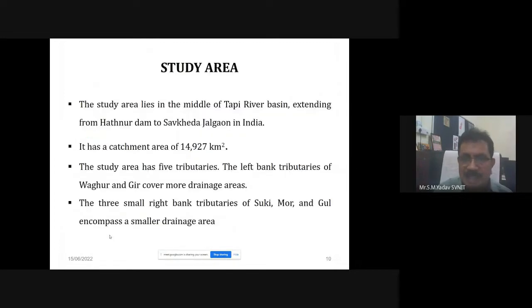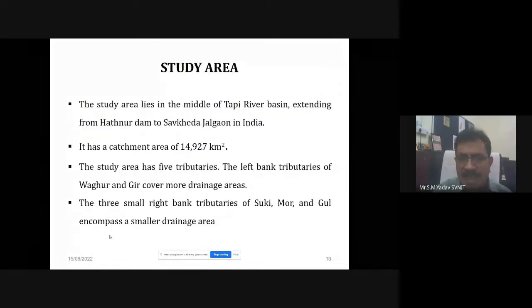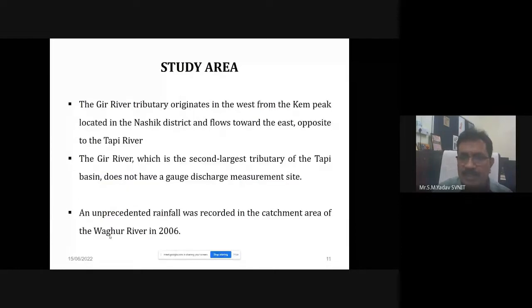The study area, as I said, lies in the middle of the Tapi River basin, extending from Hatnur Dam to Saukheda, Jalgaon in India. It has a catchment area of 14,927 square kilometers, and this river has 5 tributaries. The left-bank tributaries are Vagur and Gir, which cover most of the drainage area, while 3 small right-bank tributaries, Sukhi, Mor, and Gul, encompass a small drainage area. The Gir River tributary originates in the west from the Camp Peak located in the Nasik district and flows towards the east, opposite to the Tapi River.